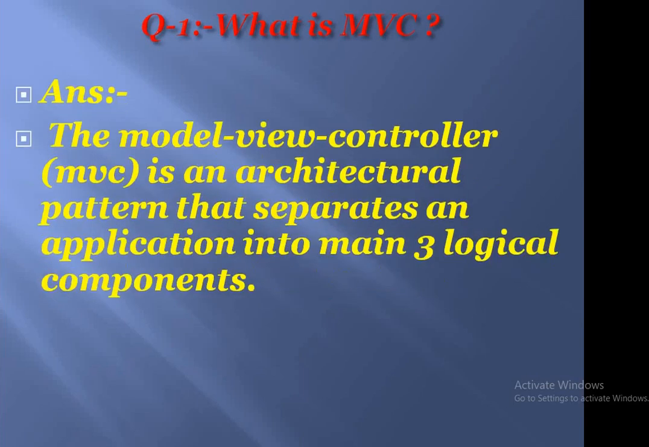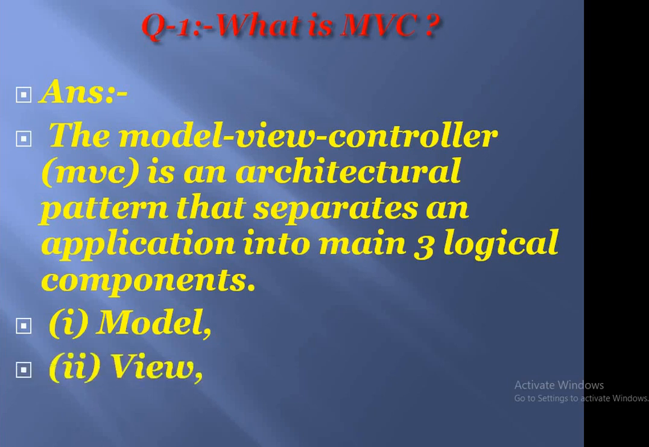So first, what is MVC? MVC means Model View Controller. It is an architectural pattern that separates an application into three main logical components. The Model View Controller, MVC, is an architectural pattern that separates an application into three main logical components, that is model, view, and controller. So MVC means model, view, and controller.